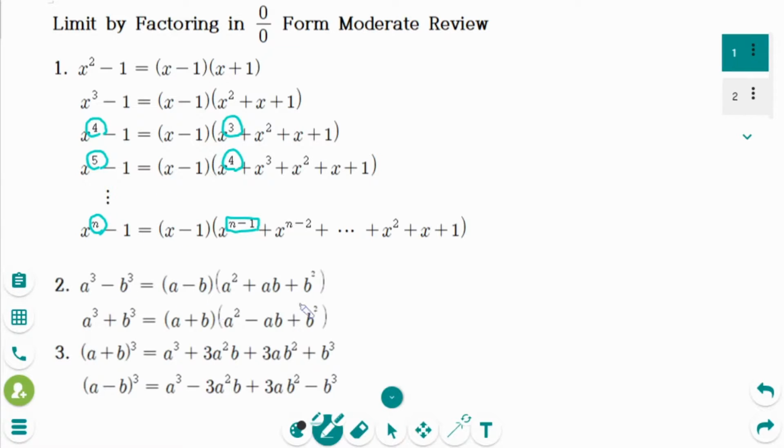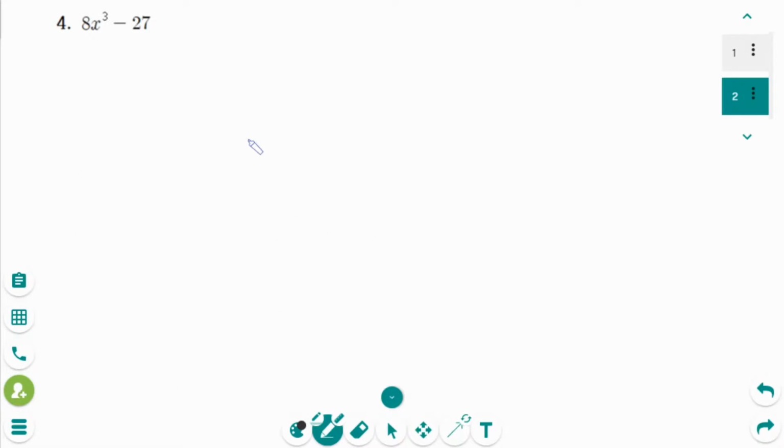And number 2 is factor review. And number 3 is expand review. Please remember this one. Let's look at something more difficult.